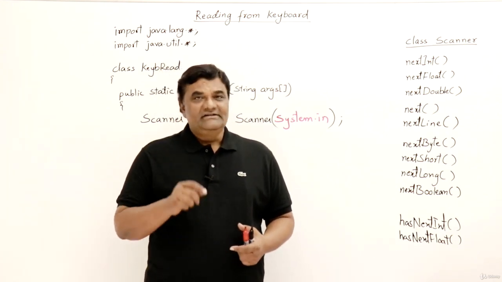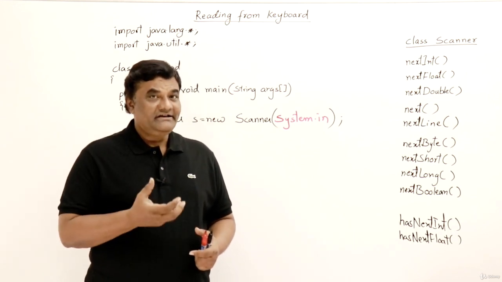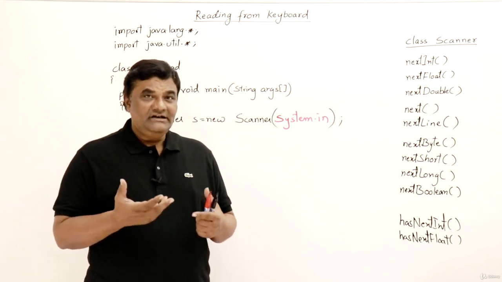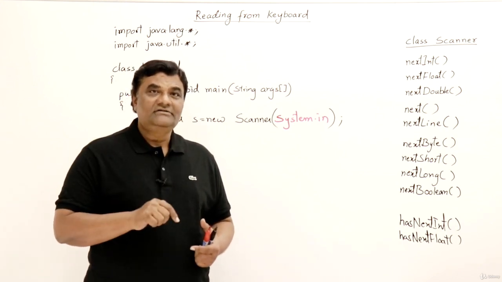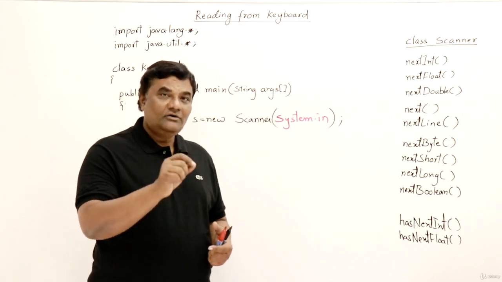Let us see. Java provides a class called Scanner that is used for reading the data from different sources. What could be the different types of sources? We will learn that later. But here we will learn how to read it from the keyboard. So keyboard is a source. So from there, how to read the data.